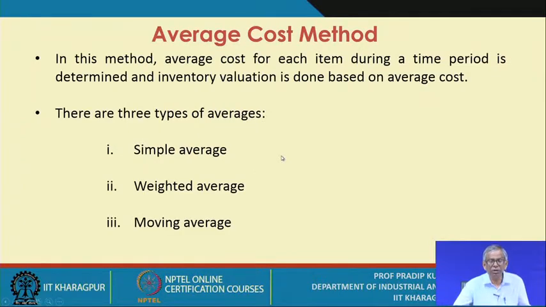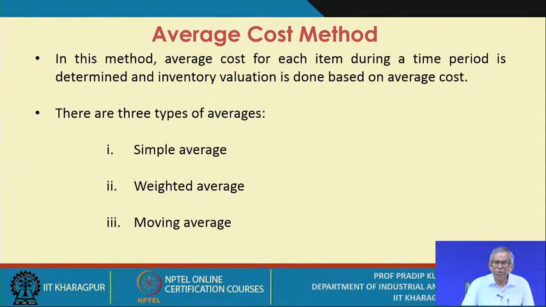So I think you have clearly understood what the FIFO method is, what the LIFO method is, and for both cases, if you apply the periodic review system or the perpetual review system, how you calculate the ending inventory on a particular day, and how you calculate the cost of goods sold for the period considered.